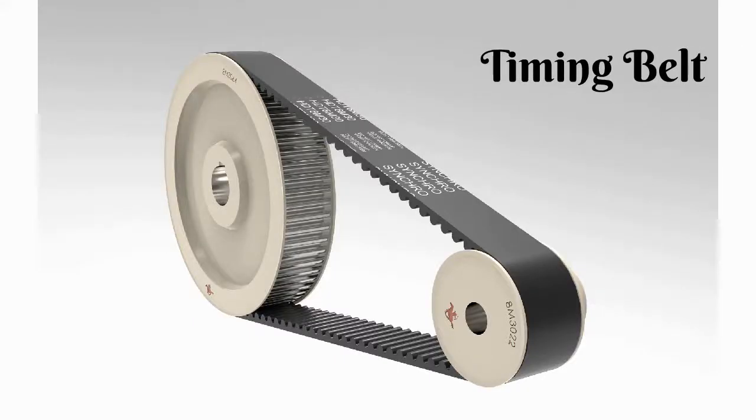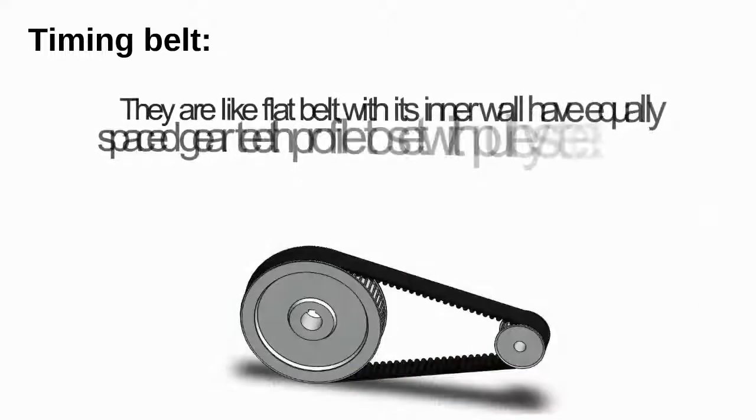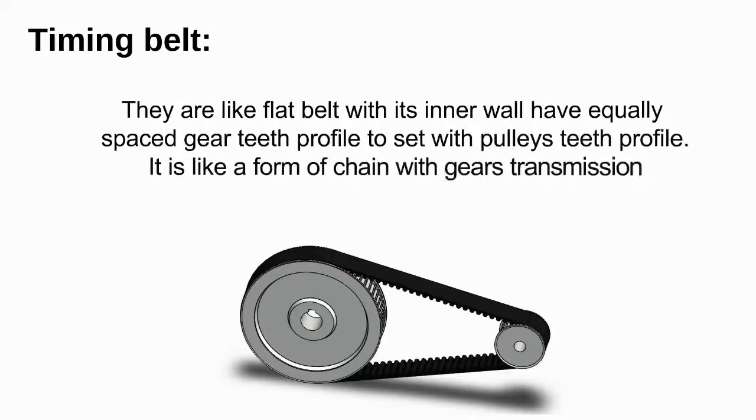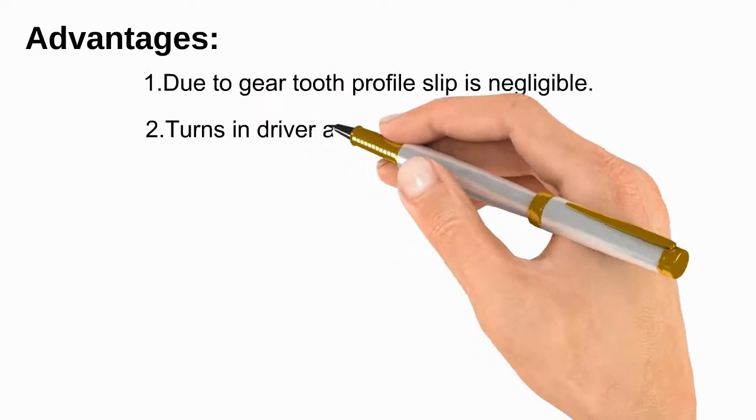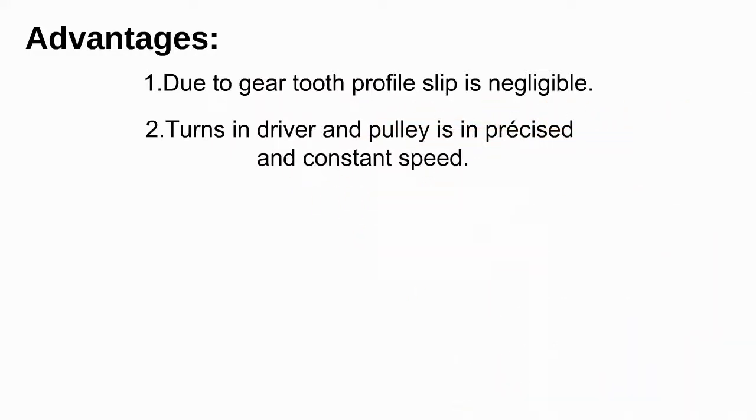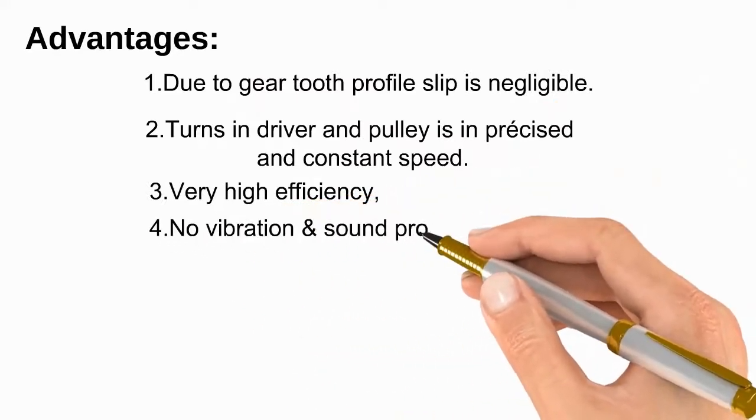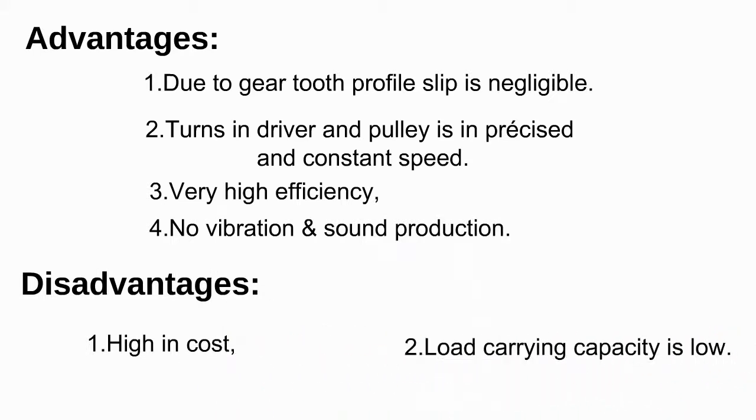Timing belt. They are like a flat belt whose inner wall has equally spaced gear teeth profile, to fit with the pulley's teeth profile. It is like a form of chain, with gear transmission. They have several advantages. Due to the gear tooth profile, slip is negligible, turns of driver and pulley are precise, and speed is constant. Very high efficiency, no vibration, and no sound production. Disadvantages: high in cost, load carrying capacity is low.